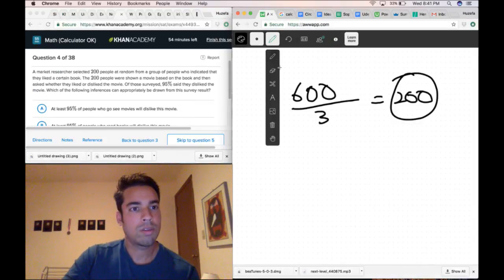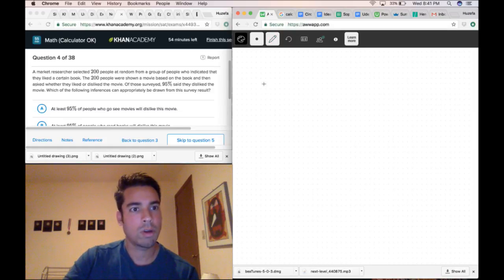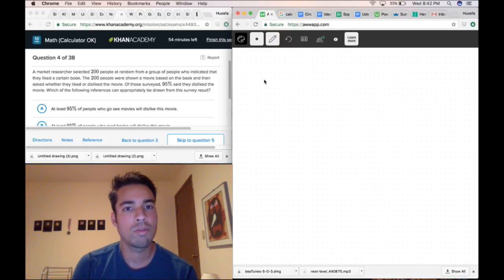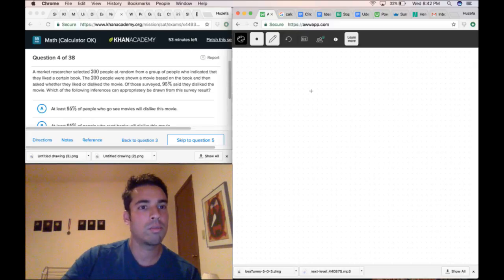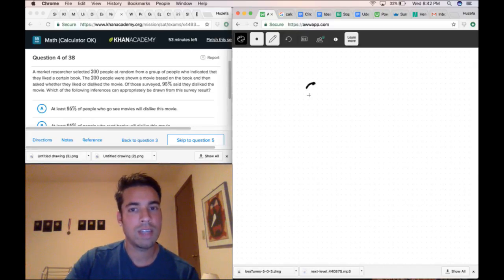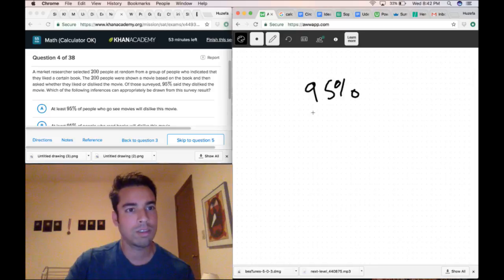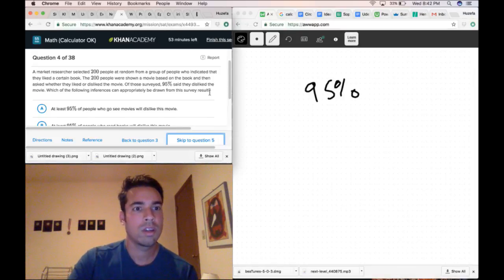A market researcher selected 200 people at random from a group of people who indicated that they like a certain book. The 200 were shown a movie based on the book and then asked whether they liked or disliked the movie. So they all liked the book, and then of that survey, 95% disliked the movie. Which of the following inferences can appropriately be drawn from the survey result? So most of these people who liked the book didn't like the movie.